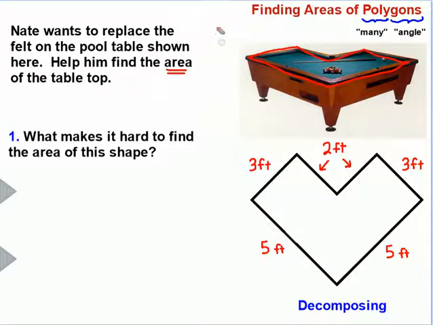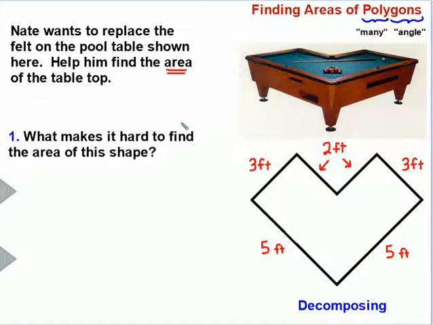It's easy to find the area for things like squares and triangles because we have formulas to do that. These more complicated shapes give us a little bit more difficulty. But the good news is it's still pretty easy if you know a little trick. So Nate wants to replace the felt on his pool table shown here. The felt is this green stuff. Help him find the area of the tabletop. He needs to know the area so he'll know how much felt to buy.